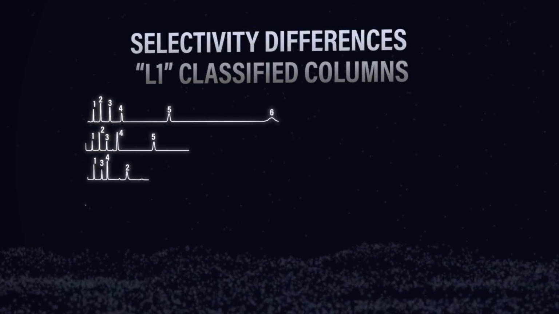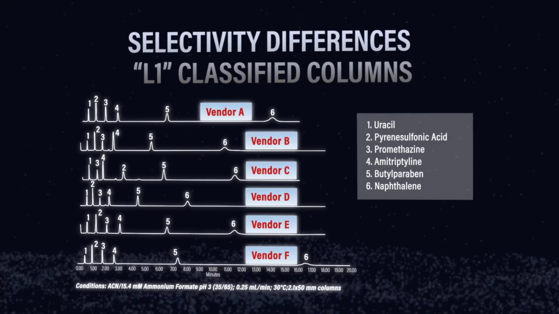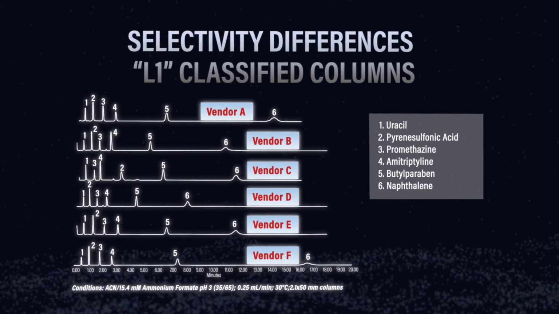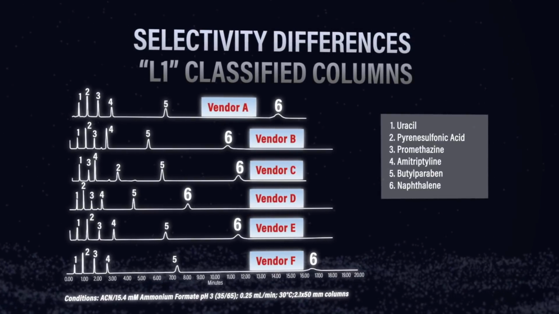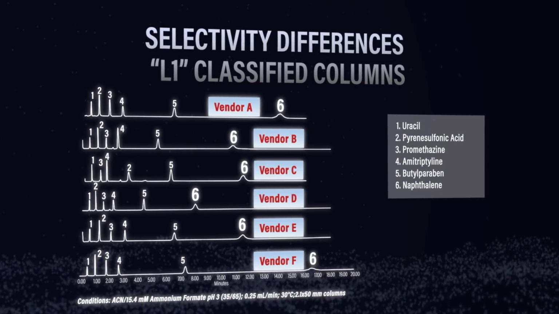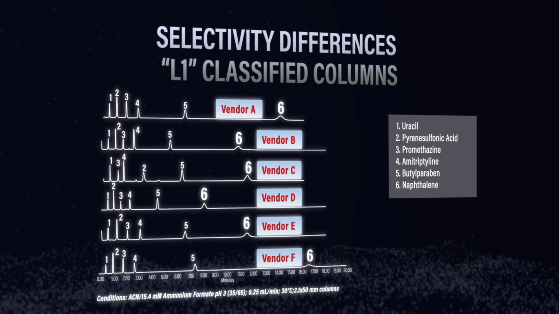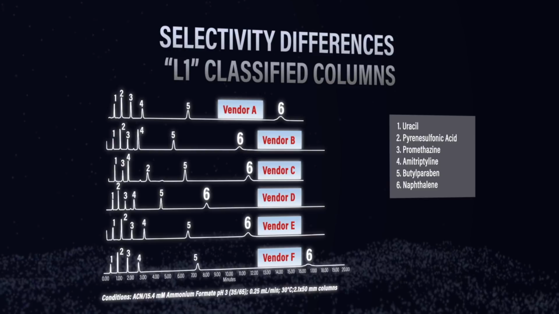Yeah, Kim, and I got the results right here. As you take a look at these, from all these 6 different vendors, vendor A through F, you'll see a significant difference in overall retentivity and selectivity for the columns that we looked at. Peak number 6, for instance, is the neutral analyte naphthalene. That has a completely different retention time for the different columns that we chose that are all L1. So you can see this data supports it. They don't all perform the same.